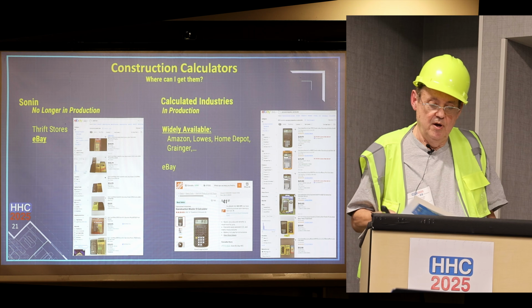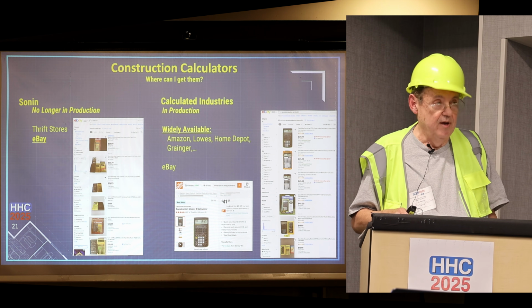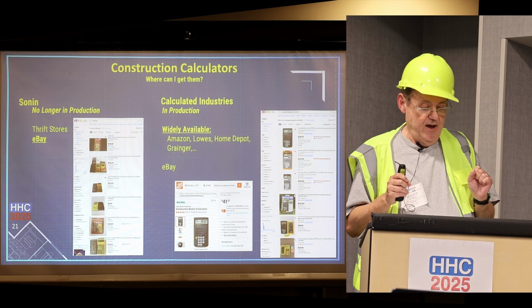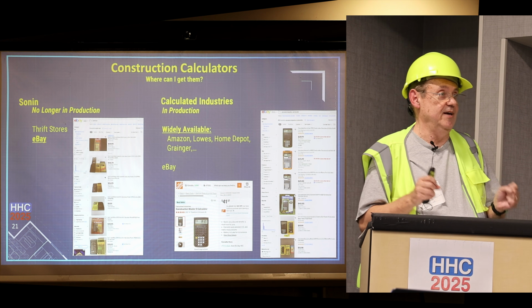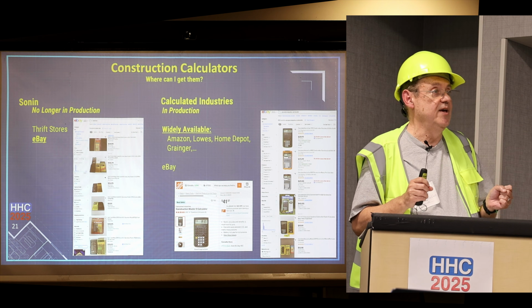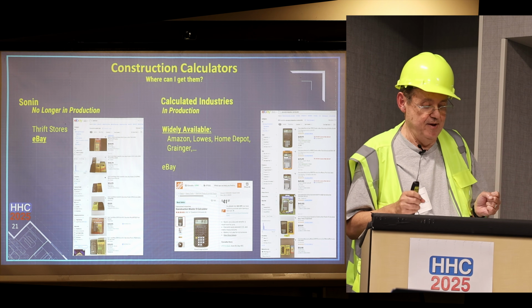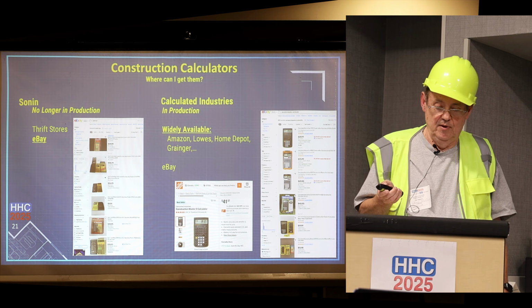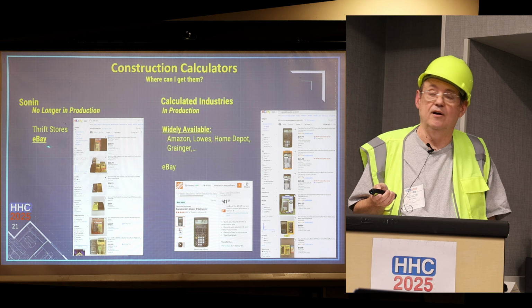Okay. Construction calculators. Now that I've convinced you all that these are neat gadgets, and you have to have a few of them for your collections, where can you get them? Okay, Sonin, they're no longer in production. You can get them in thrift stores and on eBay.